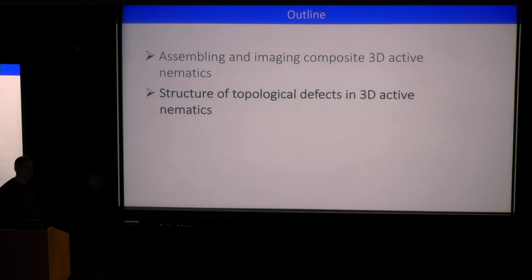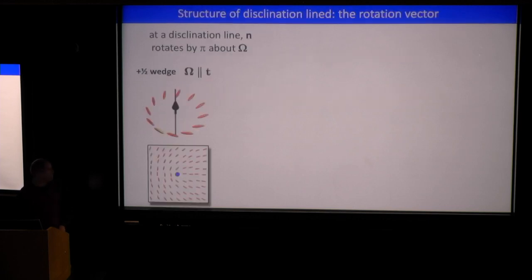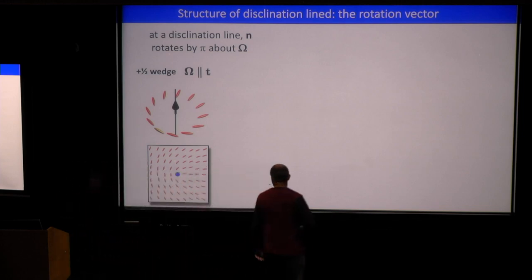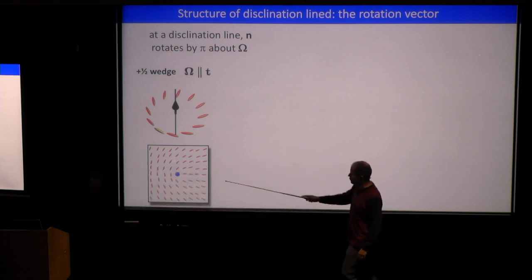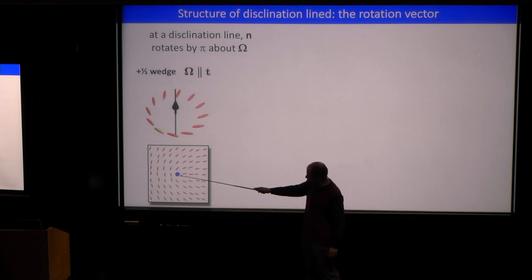So what I want to tell you in the last 10 minutes is something that's somewhat specialized, but it talks about how topology of defects in 3-dimensional fields is different from 2-dimensional fields, right? So this is a +1/2 defect that I've shown you before, right? This is a core of a defect.